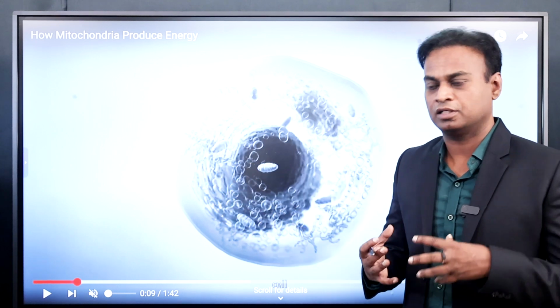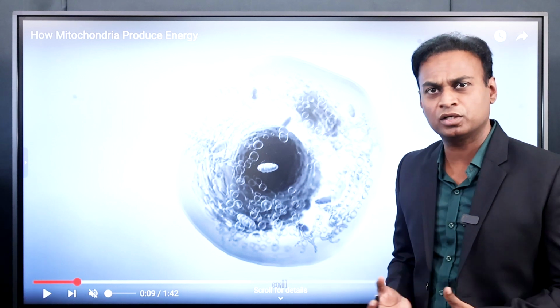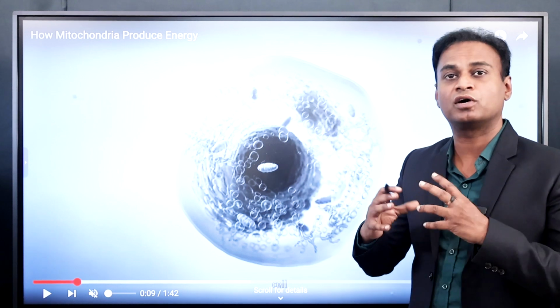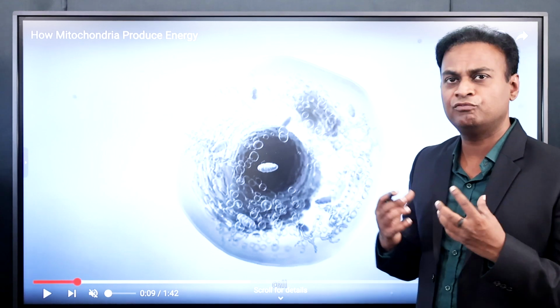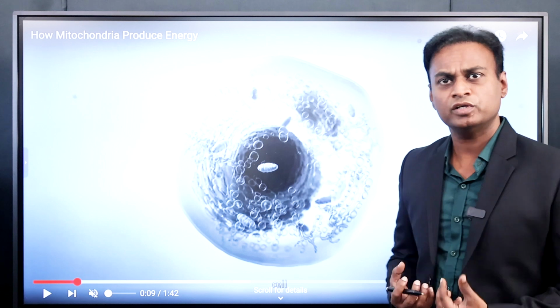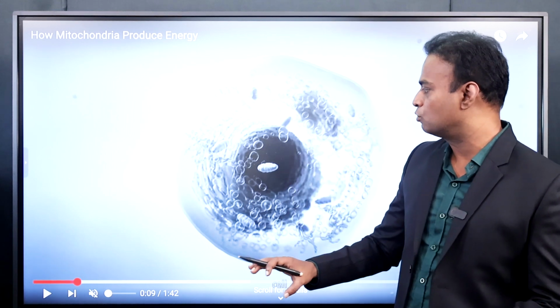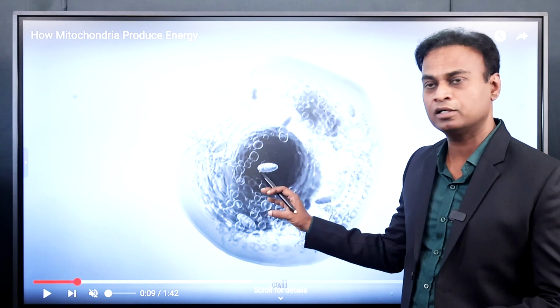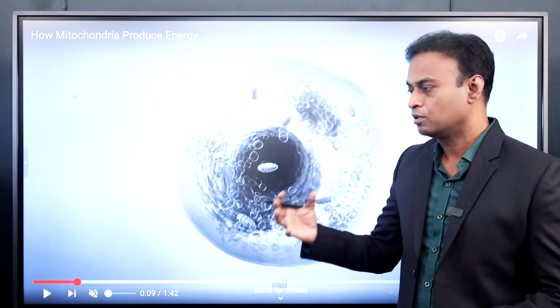See, there is a liver cell, there is a brain cell, there is a kidney cell, there is a reproductive cell. All the cells have to function in their own way. To function in their own way, every cell needs energy. Where do we get the energy from? We get the energy from food. So food goes into mitochondria. Mitochondria converts that food into energy, in the form of ATP.